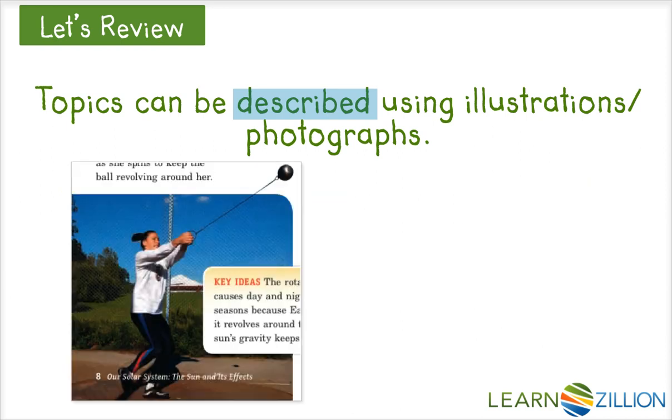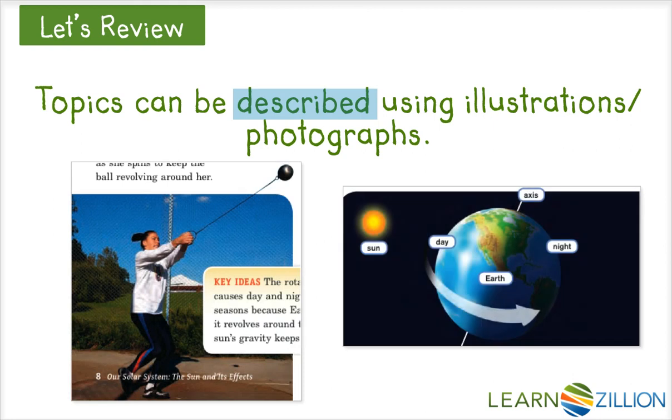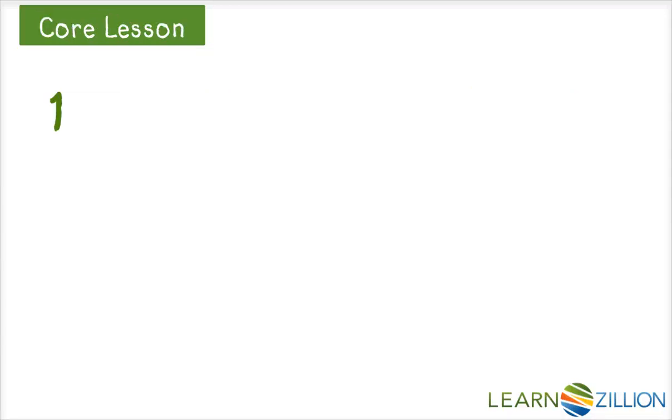Well, one way is to look more closely at the photographs and diagrams in the article. Sometimes students think that the photographs are not important and they just gloss over them without really paying attention to the details. In this article, we're going to be looking more closely at the picture of the girl swinging the ball and thinking about how this picture can help me understand the concept of gravity in a more clear way. So let's get started on our lesson.